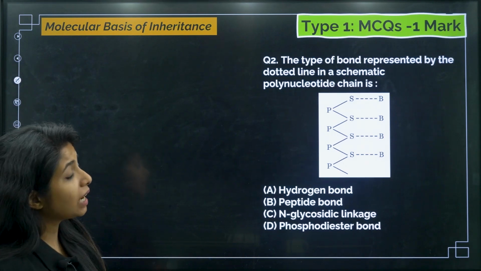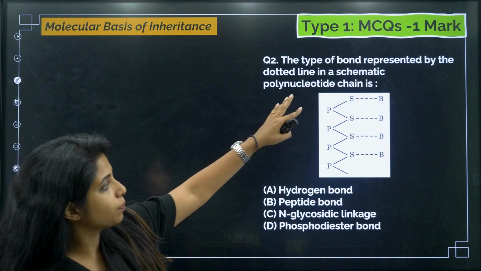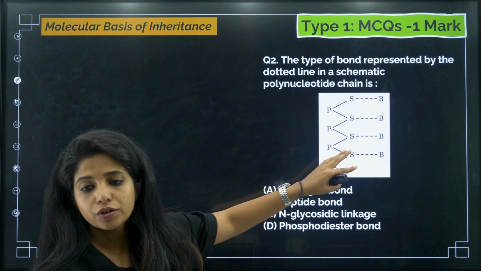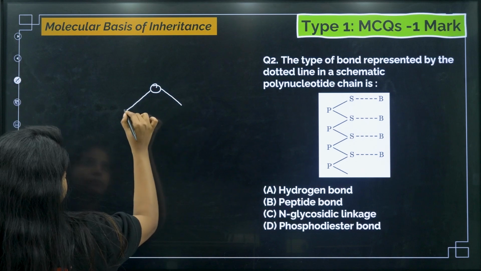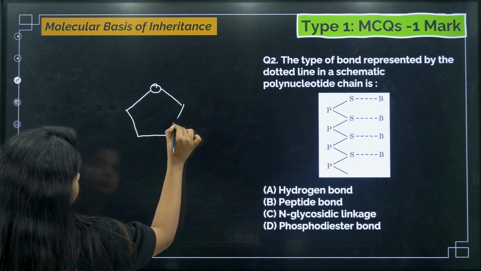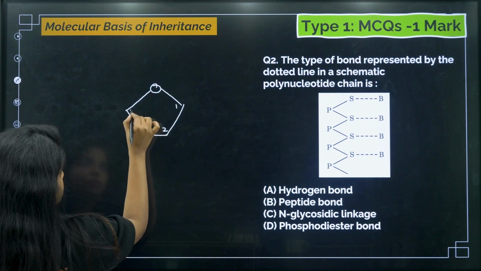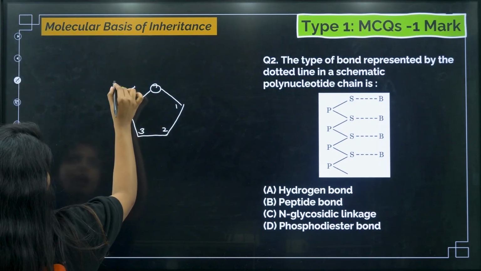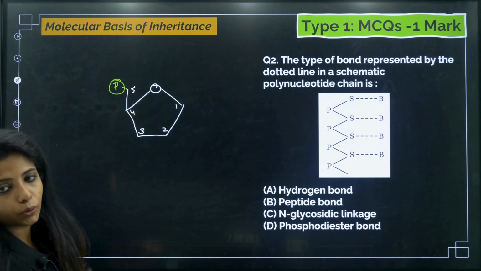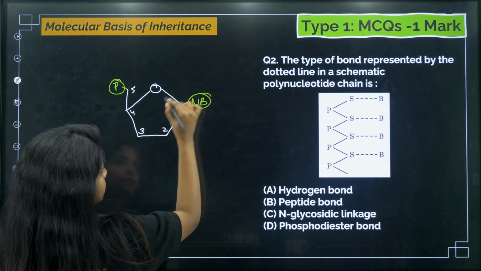Question number 2. The type of bond represented by the dotted line in the schematic polynucleotide chain is. So this is a polynucleotide chain where S represents sugar, children. And your sugar looks like this. Okay. This is the first carbon, this is the second carbon, this is the third carbon, this is the fourth carbon, this is the fifth carbon, and on the fifth carbon you have the phosphate group. Okay. On the first carbon you have the nitrogen base attached.